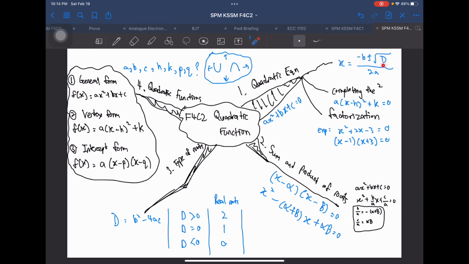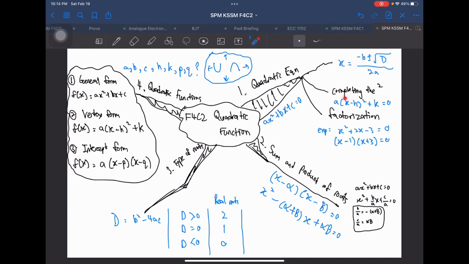So what is the discriminant? We will talk about it later on in the third part, which is here. For now you only need to know that the discriminant is b squared minus 4ac. If you substitute a, b, c into this equation, you will get the solutions for x. So this is the first method.